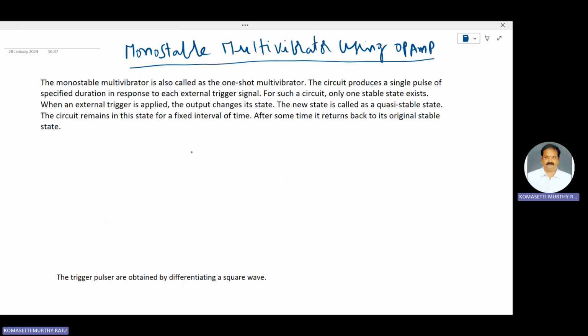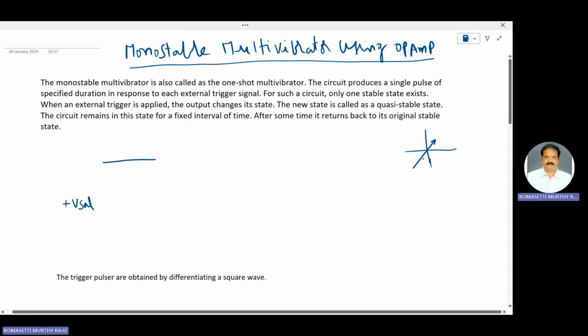The monostable multivibrator is also called the one-shot multivibrator. The circuit produces a single pulse of specified duration in response to each external triggering signal. Initially, the monostable multivibrator is in permanent stable state. At that instant, the output of the monostable multivibrator is plus V set. This is the transfer characteristics curve of the op-amp.